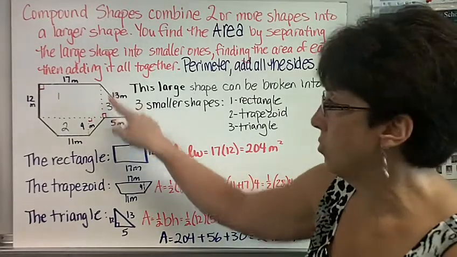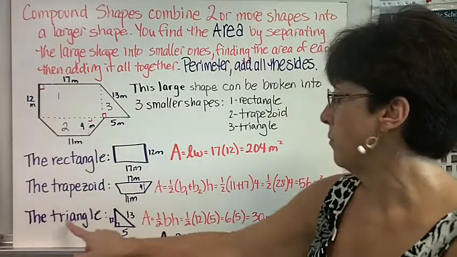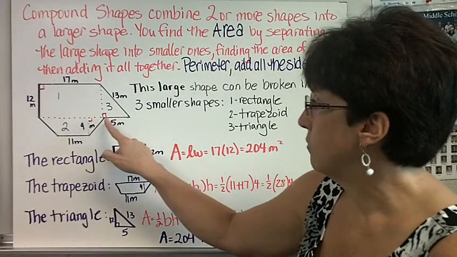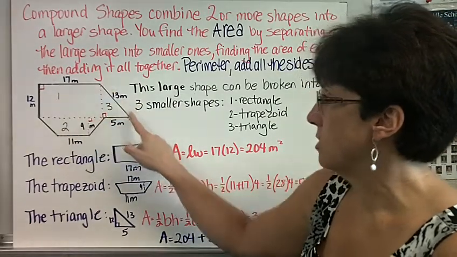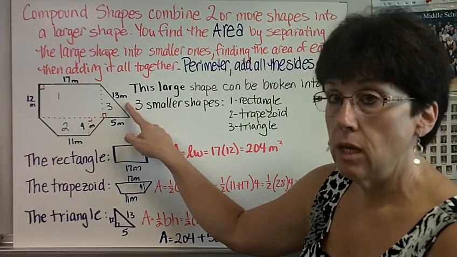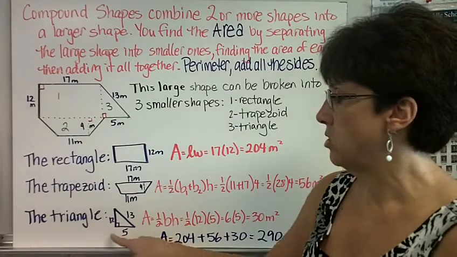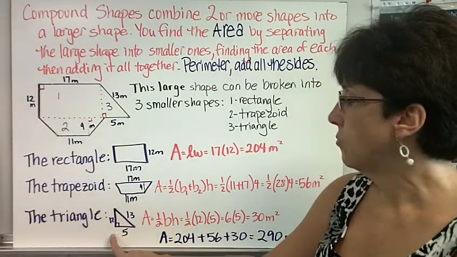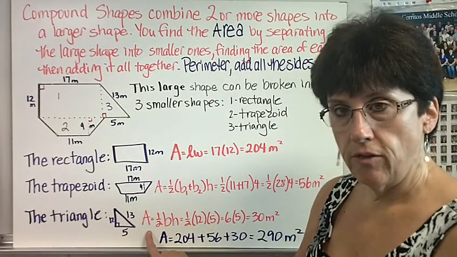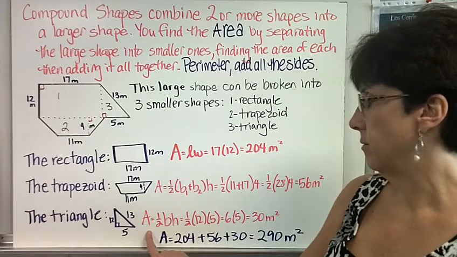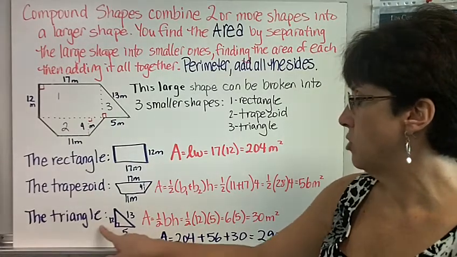Now I just have part 3, shape 3, the triangle. So here's my triangle. This is 5, this is 12, this is 13. Do I need the 13? No, I don't, because that's only used for perimeter, but I'm going to write it in just so you see all the sides. Area formula, 1/2 base times height. So 1/2, 5 times 12.